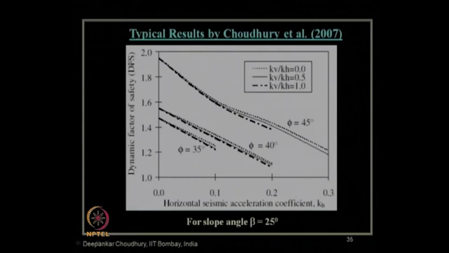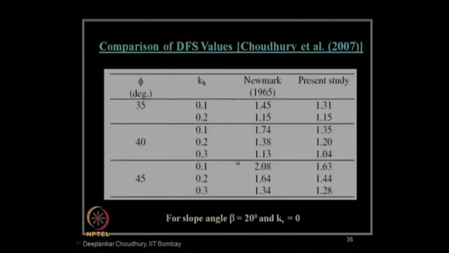This is the plot of the dynamic factor of safety in terms of Kh and Kv for different values of phi. This is a comparison of our present study, that is the study by Chaudhary et al. 2007, with Newmark's sliding block method. Of course, we considered only the stable slopes. So, you can see in the present study we can still get a lower value of the factor of safety, or critical value of the factor of safety, because of consideration of both the things.